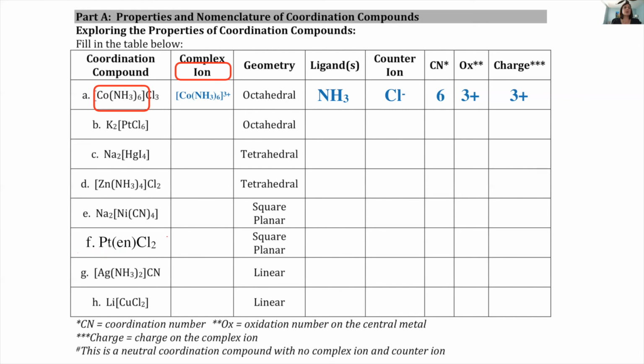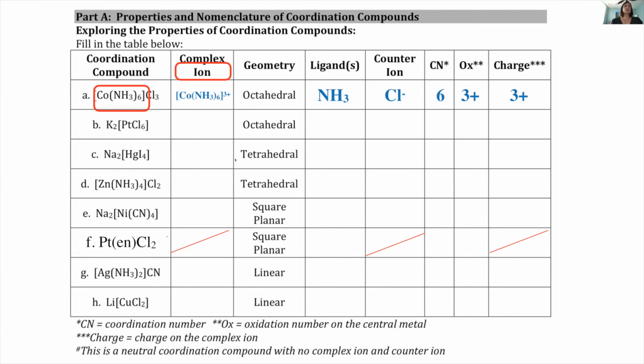So here is the new one: platinum, and then ethylene diamine, and then 2 chlorides. The whole thing is neutral, so this still applies. Since that still applies, there's no complex ion, so put a line through that. There's no counter ion, put a line through that one. And put a line for this. There's no complex ion, so we can't really put a charge on the complex ion. Technically the charge overall is 0, but since it asks for the charge on the complex ion, we're going to put a line through that one.